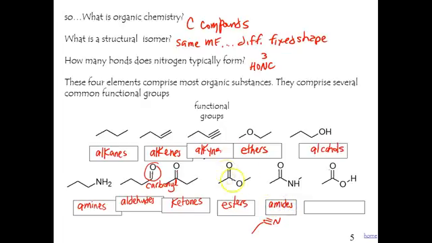Notice it's like an ester, only with a nitrogen instead of an oxygen. And if it's a terminal ester, if you will, a carbonyl with an oxygen next to it, but no carbon on this side, just a hydrogen, that's one of the rare acidic organic substances. This is called a carboxylic acid.